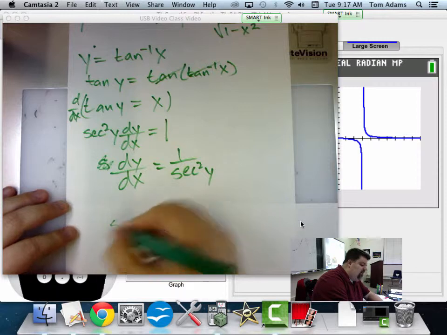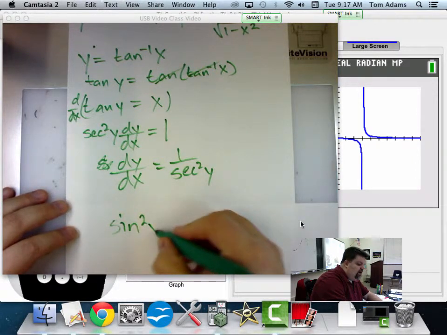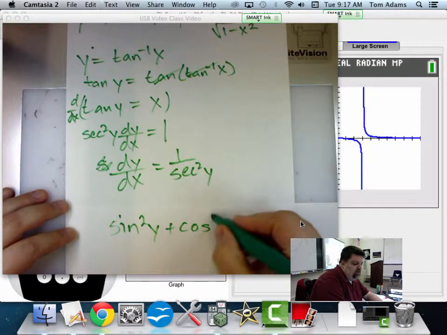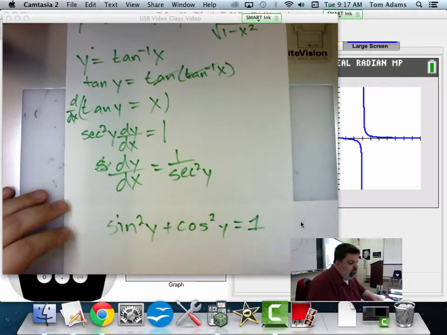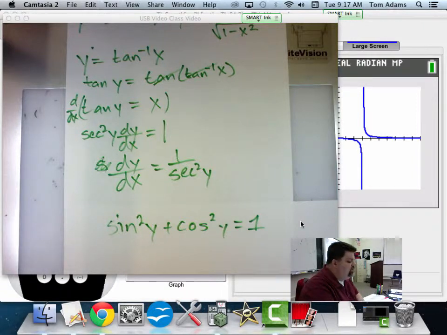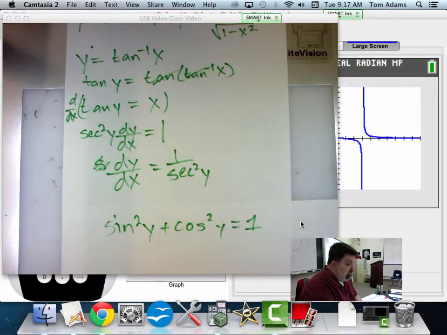So let's look at this. I've got sine of y squared plus cosine of y squared is equal to 1. Now how do I get 1 over secant? What is secant the reciprocal of? Cosine. So now how could I change one of these into secant? Secant is 1 over cosine. Could I do this?